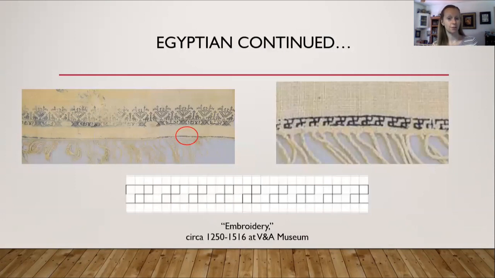And here's another example of Egyptian. This embroidery piece is at the V&A Museum in London. It's from circa, it says 1250 to 1560, so a bit of a wide time frame. But if you look, the pattern that I've interpreted on this page is the bottom trim. You'll see the red circle where that trim is, and I've enhanced the picture on the right, and then the pattern is below.